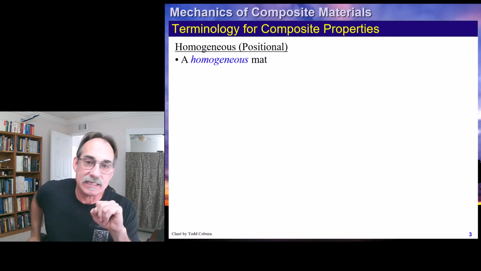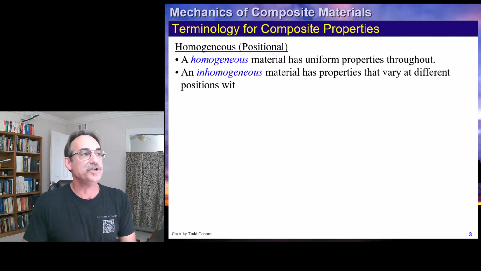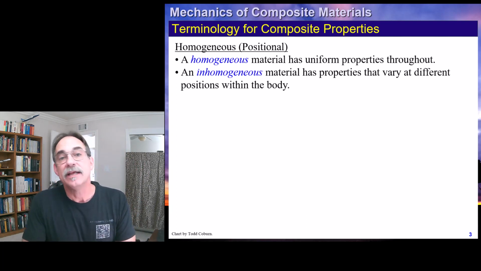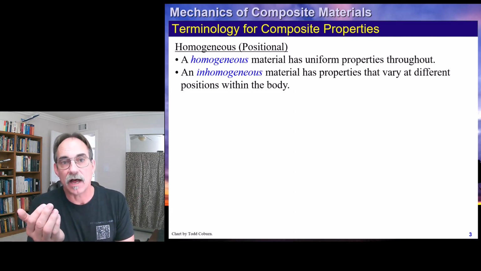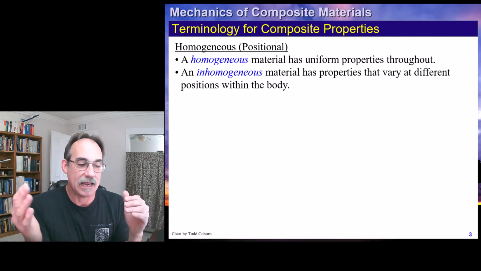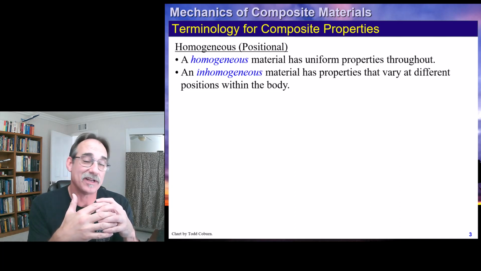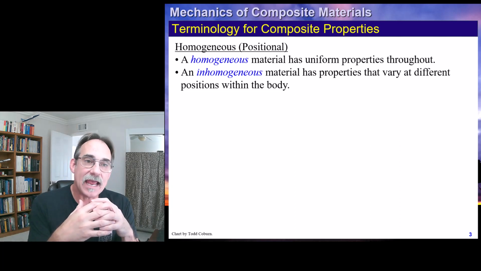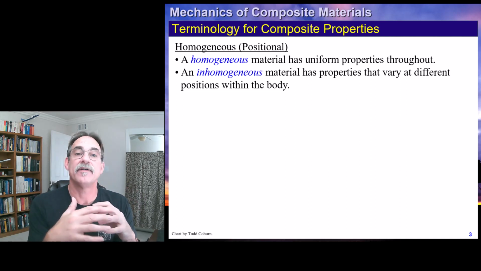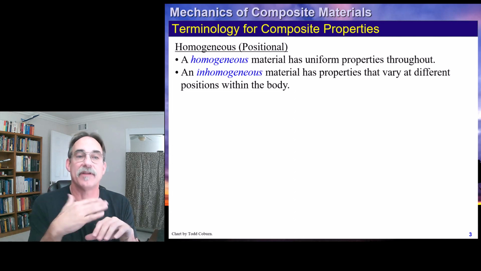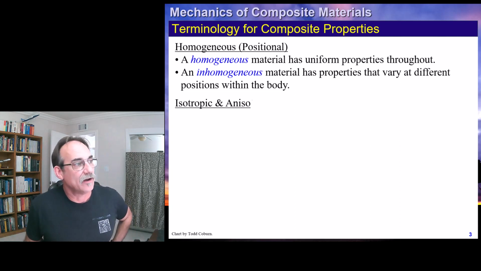All right, the next thing is the idea of homogeneous. Homogeneous basically means it's the same everywhere. A homogeneous material has uniform properties throughout, and an inhomogeneous material has properties that vary from point to point within the body. Now, when we're constructing a material of multiple pieces, say fiber and matrix, certainly that's not homogeneous, but we can loosely say that it's going to behave at the macroscopic level as if everything in this direction is the same, everything in this direction is the same. In that sense, we're going to be using that homogeneous word.